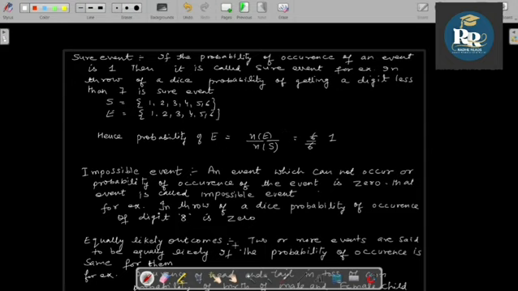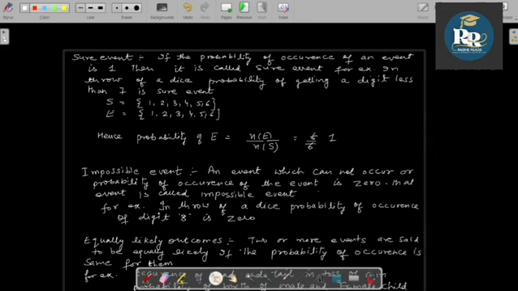Now next is impossible event. What is an impossible event? If the probability of occurrence of an event is 0, that means the event can't occur. That event is called an impossible event. So an event which cannot occur, or whose probability of occurrence is 0, is called an impossible event. For example, in throw of a dice, the probability of occurrence of digit 8, because there is no digit 8, right? So the probability is 0.